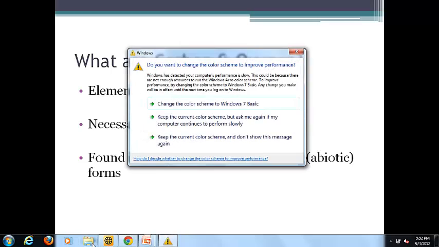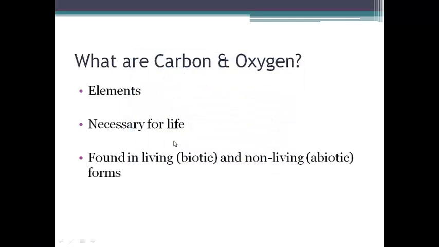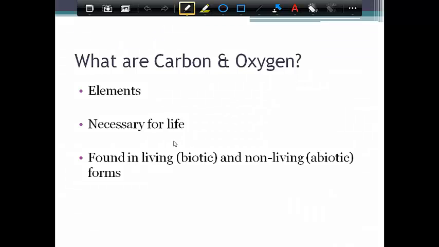First of all, just a little bit of a reminder of what carbon and oxygen are. They're both elements, as you probably learned in previous years. The symbol for the element of carbon is a C, and the symbol for the element of oxygen is an O. Usually we see them in our surroundings as carbon dioxide, so CO2, and oxygen gas, which is O2. So that's what we're going to see most of all. Those are molecules that have carbon and oxygen in them. They are necessary for life, and we'll get into why that is.